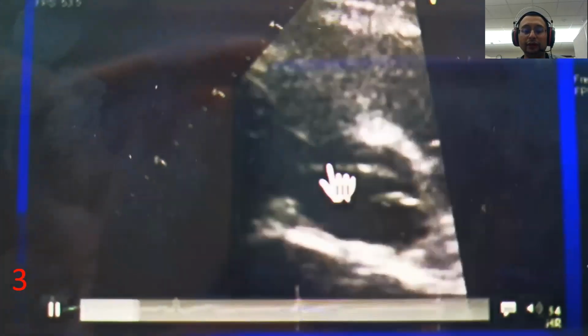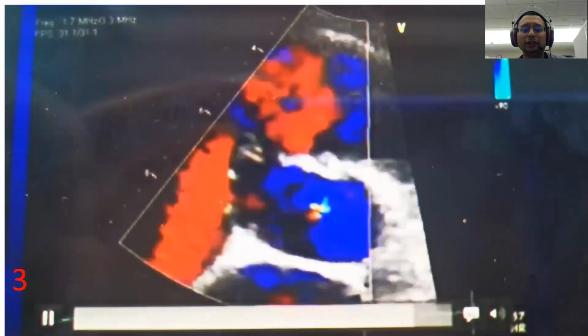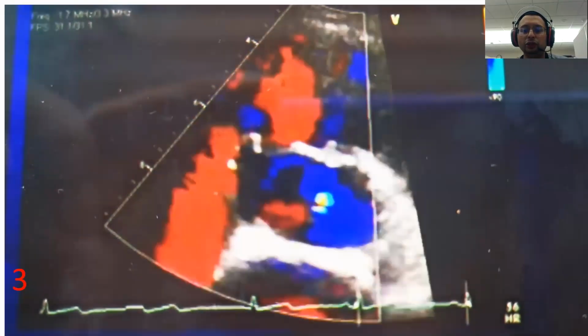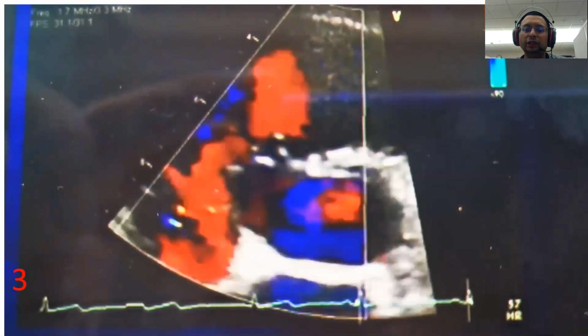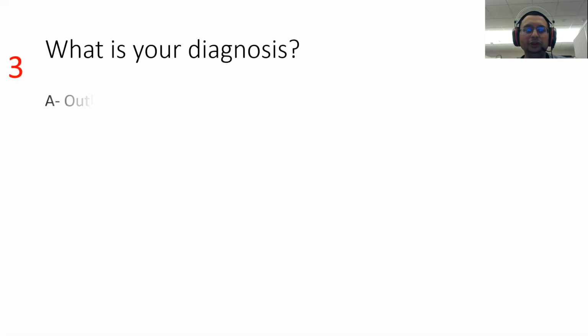Tricuspid regurgitation. So you have to correct that. Right. So for example, you can say that there is no flow from the left ventricle to the right ventricular outflow tract. So this is the ventricular septal defect. Okay, but with the prolapse of septal leaflet.